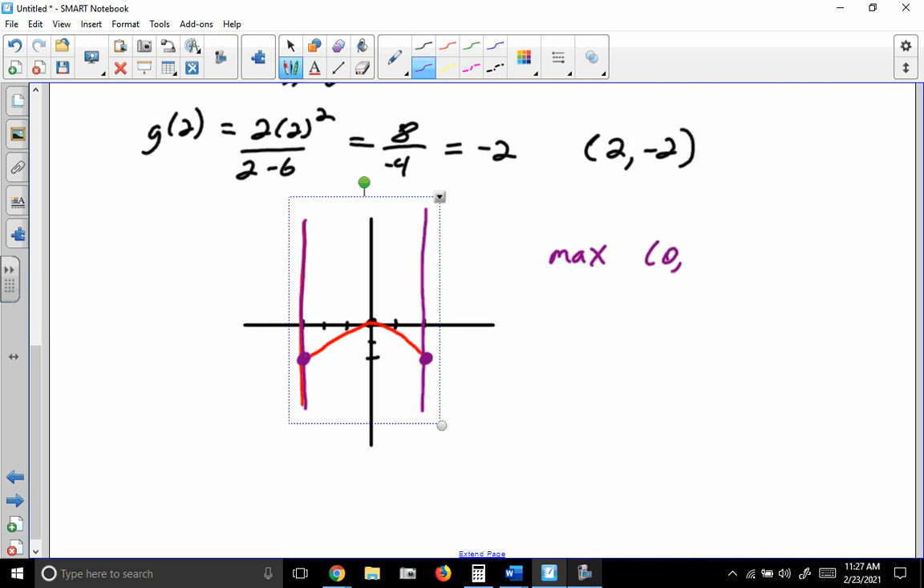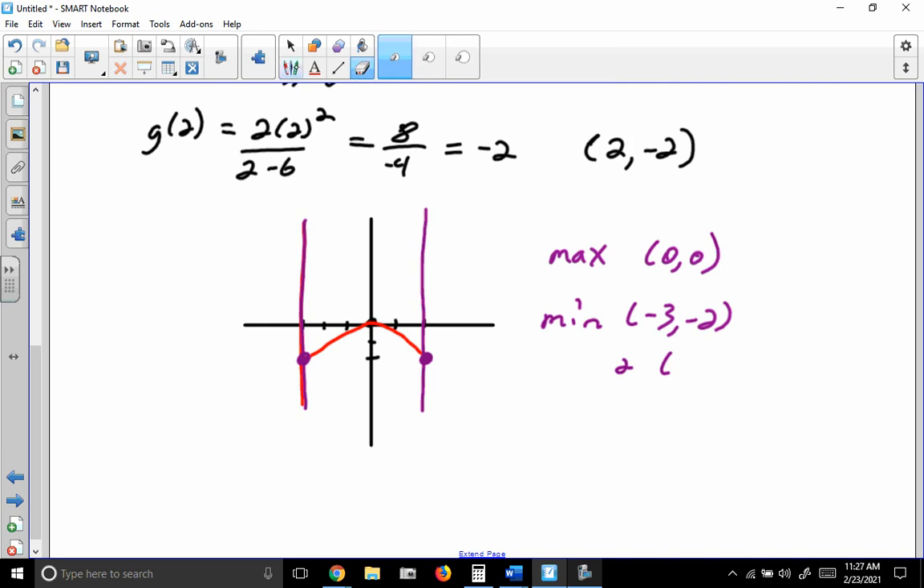at 0, 0. And notice our two edges, our left side and our right side, those are at the same y values. So we actually have two minimums. We have a minimum at negative 3, negative 2, and we also have a minimum at 2, negative 2. Those are each the lowest point in our interval. So for this interval, this is the absolute highest point, and these other two are the absolute lowest points.